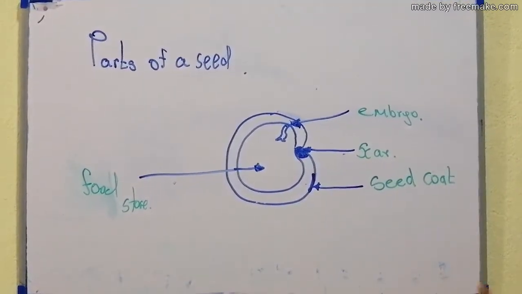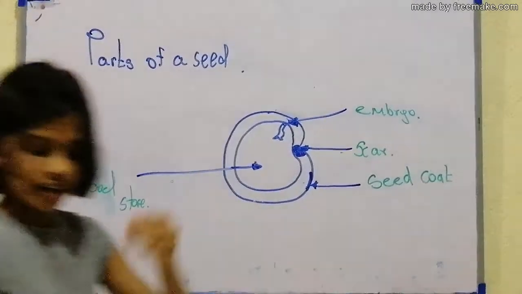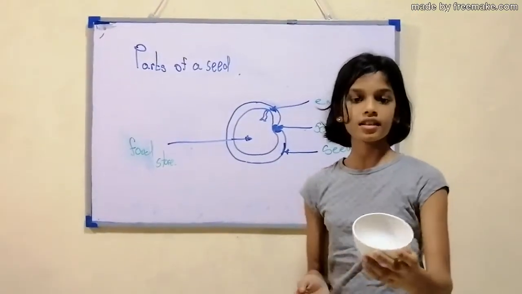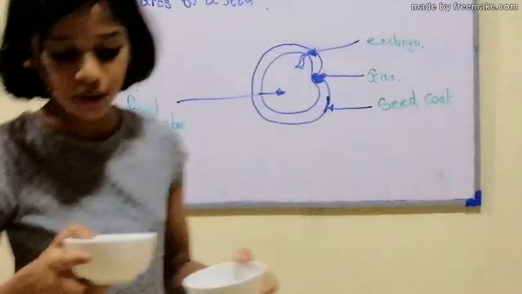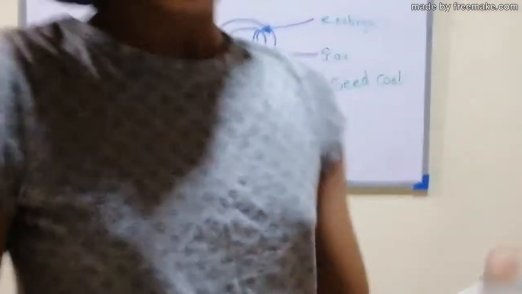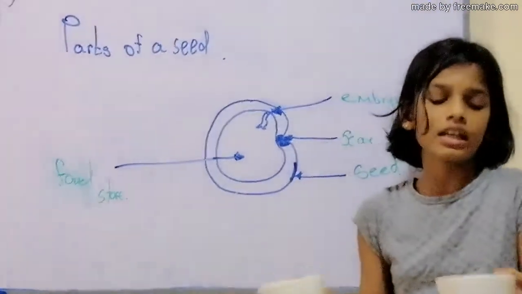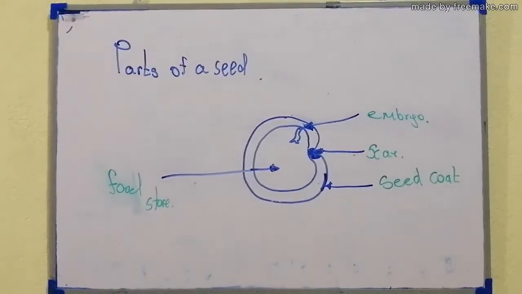I think it's better to start an experiment. What you will need, pause the video and check out the things I'll show you here. You will need any beans. I took some green beans. I'll show them clearly to the camera so you can see. Any beans are okay. I have another bean called cowpea. It's your choice, but these two are the best ones. I'll take the green beans.